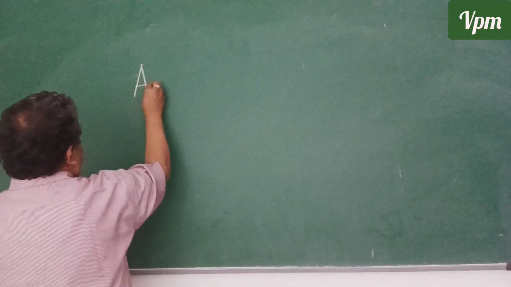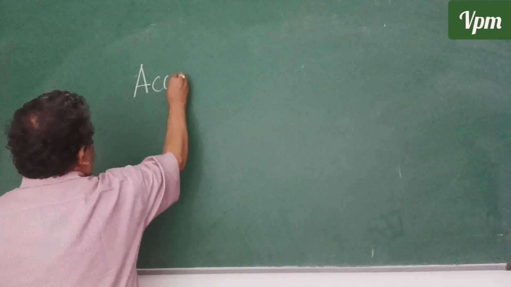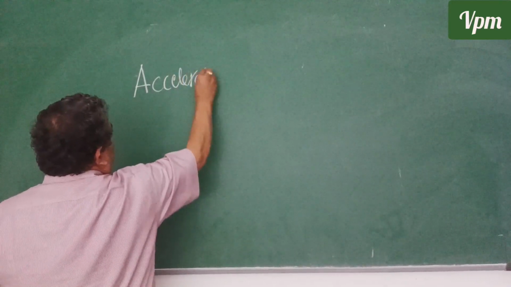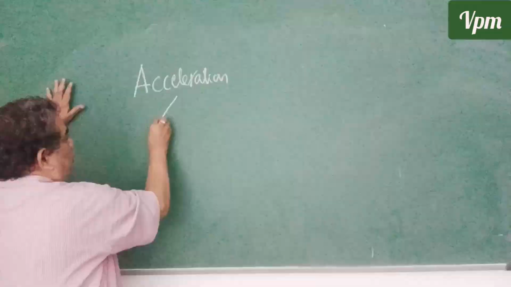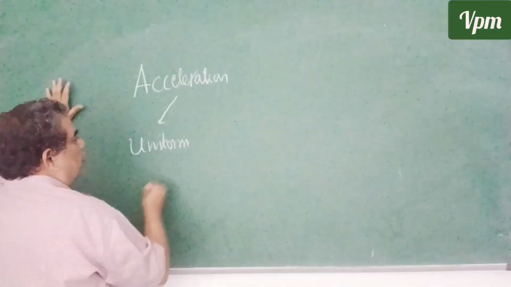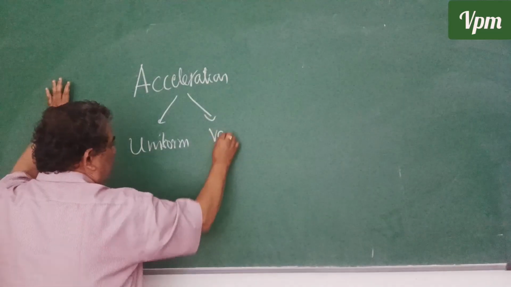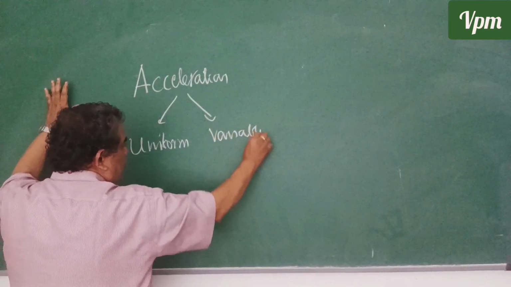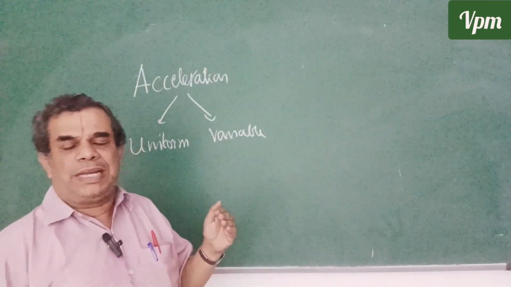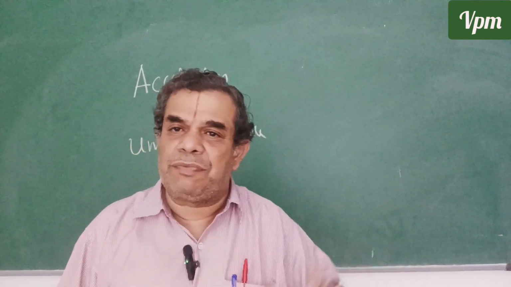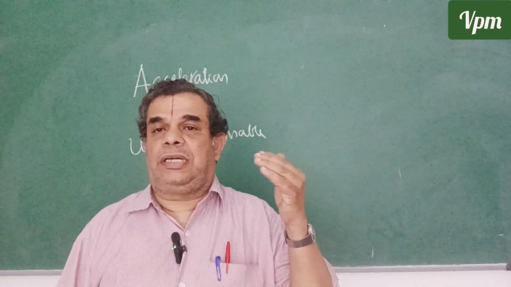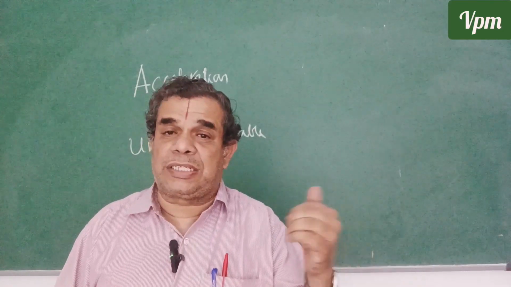So, in this, we write acceleration, there, uniform acceleration, and variable. Usually, if we say acceleration, we always imagine there's an increase in velocity. But there is the acceleration which decreases the velocity also.